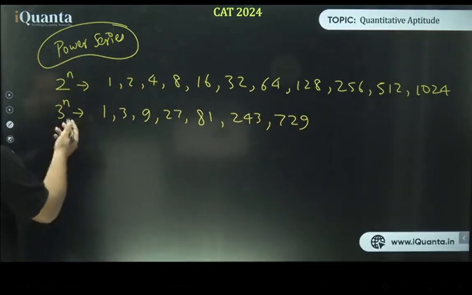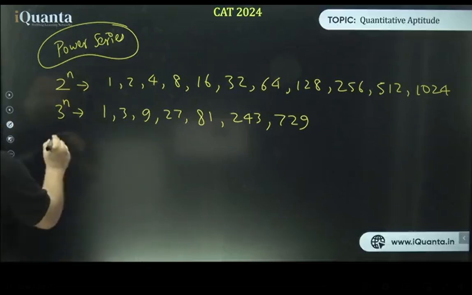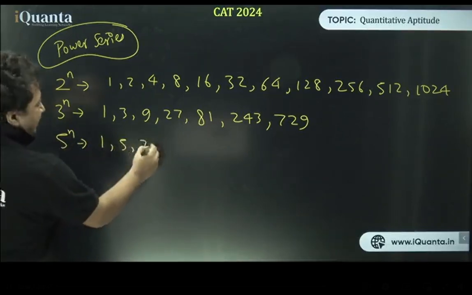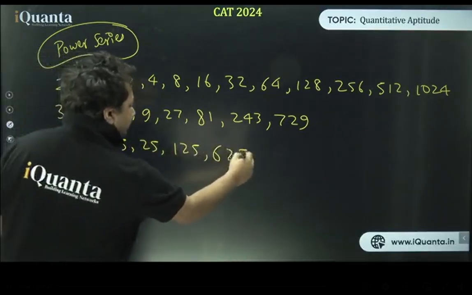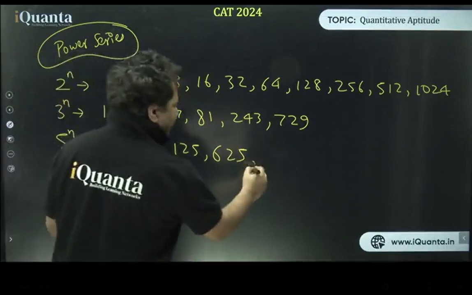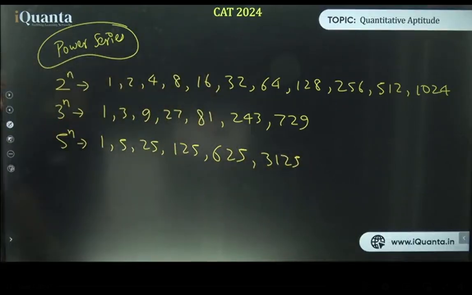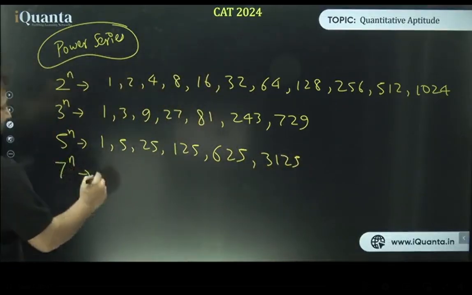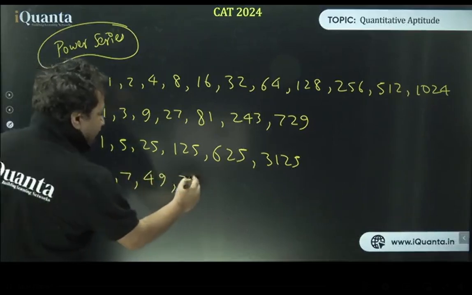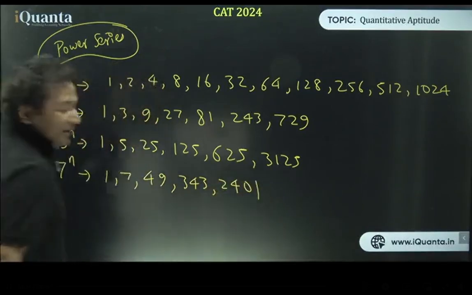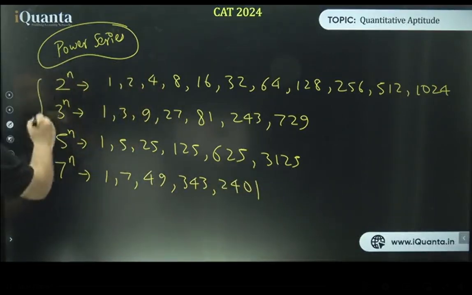ठीक है? 4 की जरूरत नहीं है, 4 is square of 2. Let's take 5 also. 1, 5, 25, 125, 625. 5 की पावर 4 तक याद कर लो. अगर 5 की 5 भी याद हो गया तो बहुत अच्छी बात है. ठीक है? And then few powers of 7. This will be 1, 7, 49, 343, and 2401. Till 7 to the power 4. इतना तुम याद कर लो, and your life will become very easy.